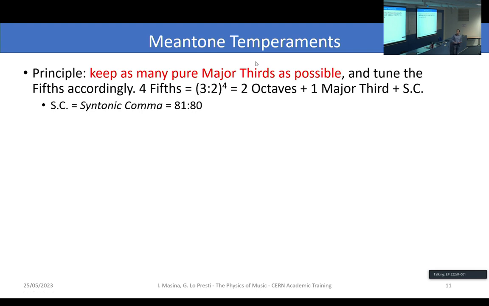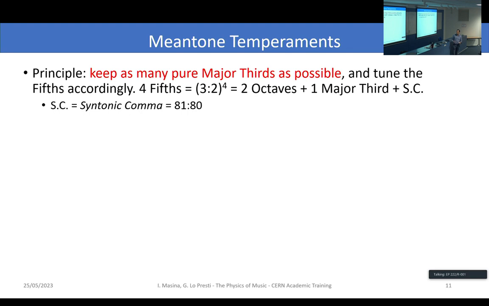The principle is that we want to keep as many pure major thirds as possible, but of course we have to tune the fifths in a way that they match. And you see that already there we are kind of stuck to what Pythagoras gave us: fifths, fourths, and now thirds. And now we are trying to adjust on those. Because anyway, those are the peaks in consonance that we see, so it's not like you have so much choice.